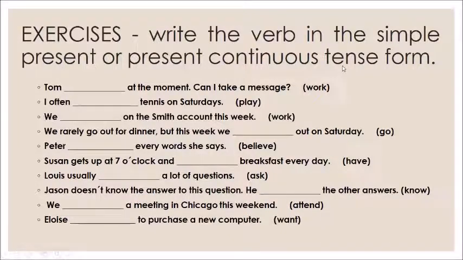Angélica. ¿Qué forma del verbo to be le toca a Tom? Is, are o am? Are. No, porque es Tom. Is, ¿no? Exacto. Entonces, ¿cómo queda, por favor? Tom is working at the moment. Claro, gracias, Angélica.